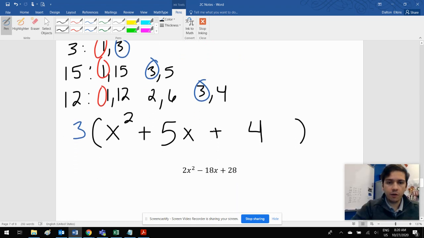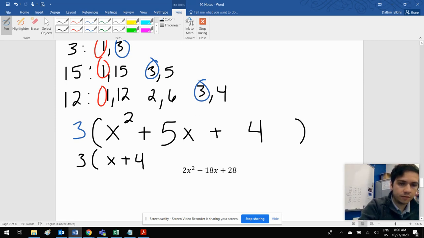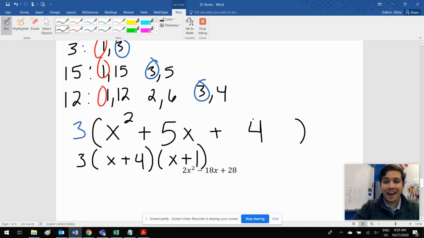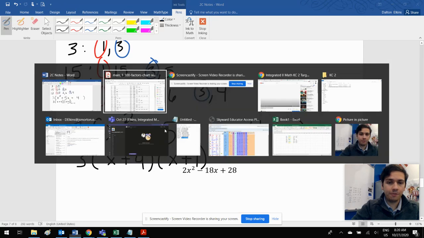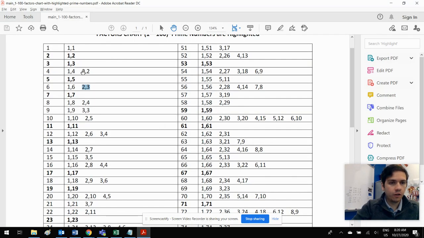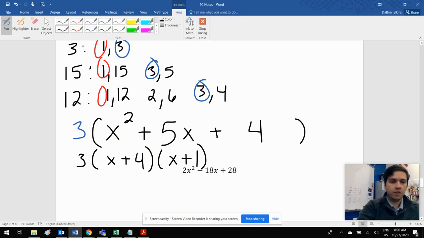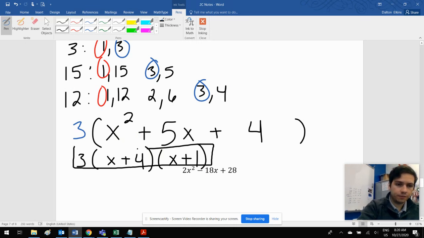So from here, I could go ahead and factor this using math. And I'll be left with 3 times x plus 4, x plus 1. Remember, I want numbers that multiply to 4 but add to 5. So we get the factors of 4. 2 plus 2 is 4. 1 plus 4 is 5. So this would be our final answer here.